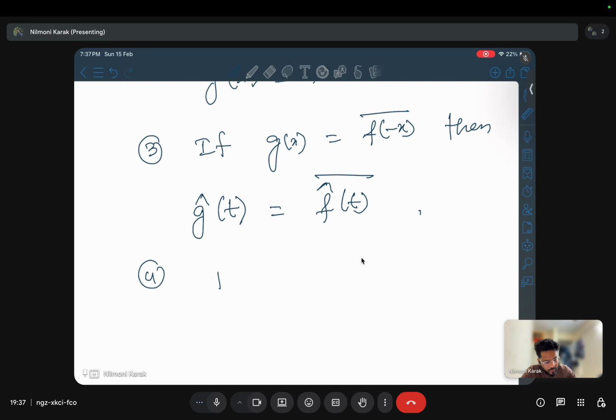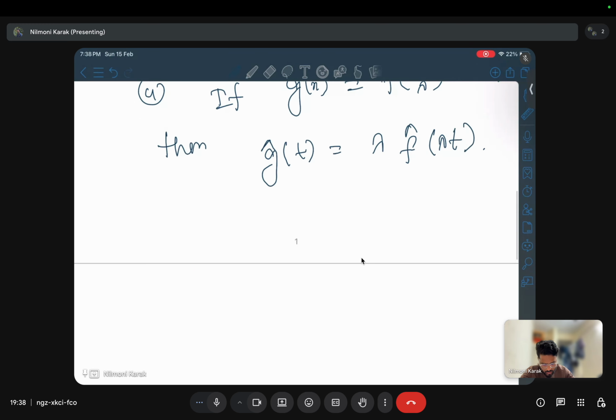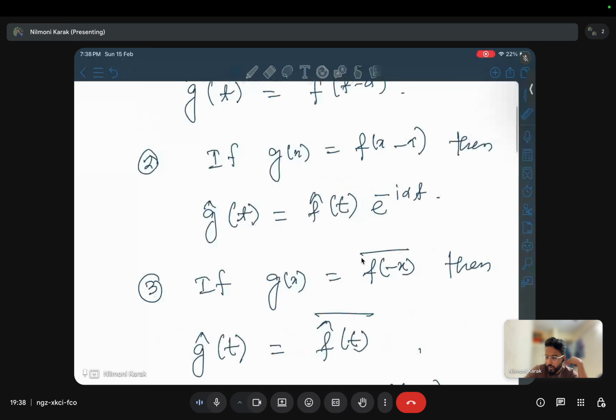And again, if g(x) equals f(x by lambda) and lambda is greater than 0, then g hat of t equals lambda times f hat of lambda t. Okay, so let us solve them one by one.